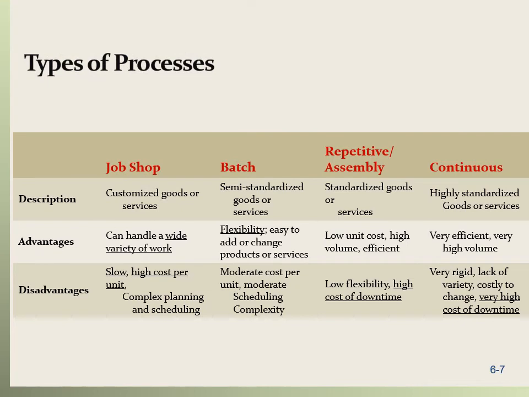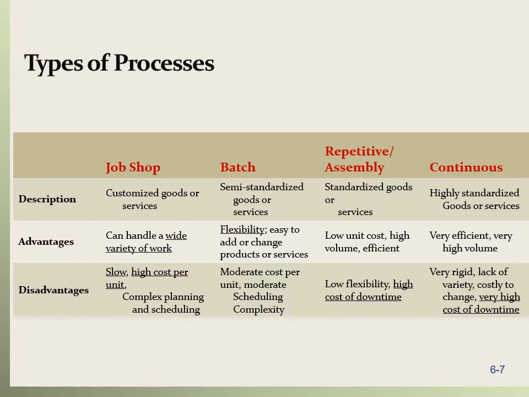As you learned, for these different process types, the job shop, batch, repetitive or assembly line, and also the continuous, they have different characteristics and are different from each other, especially based on the volume, the flexibility, and the variety. So here in this table, you can see a summary of these processes. So let's go through them.